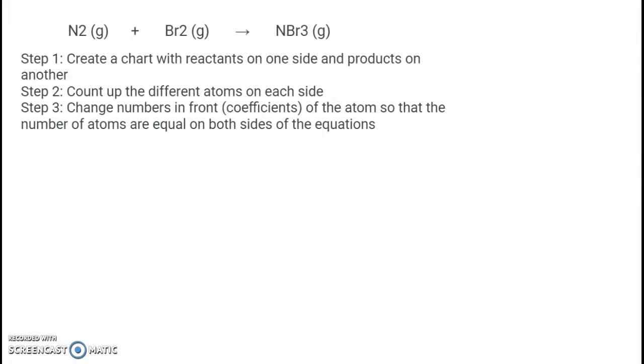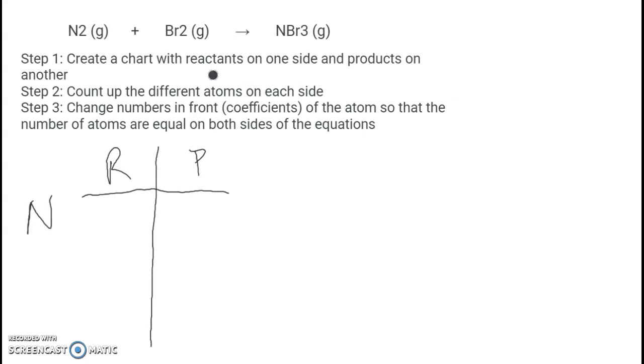So the same thing. We have nitrogen and bromine. They equal nitrogen bromide. So create a chart with reactants on either side. I have my reactants and I have my products. I'm going to create a chart. Boom. I'm going to start with my nitrogen.